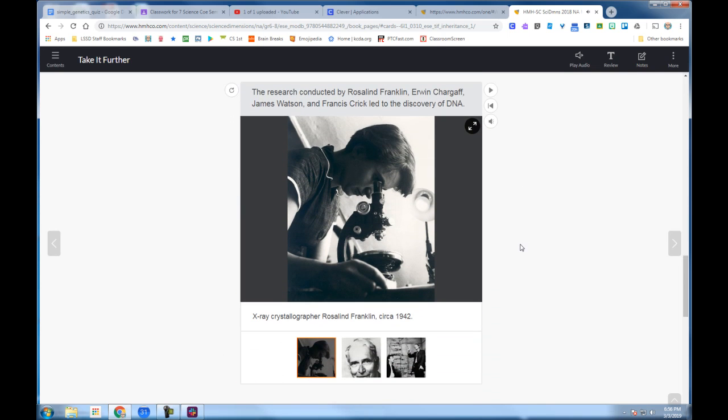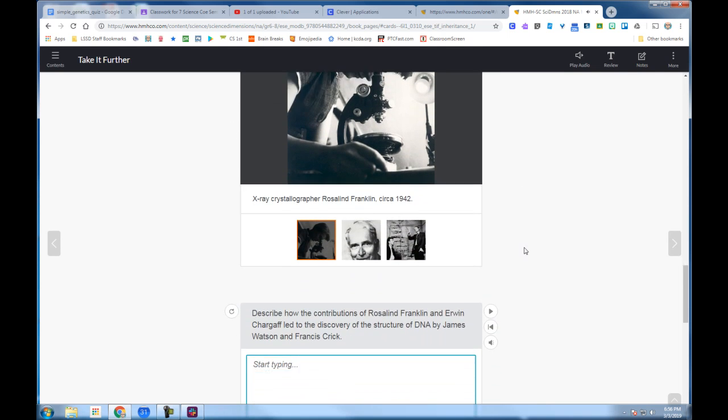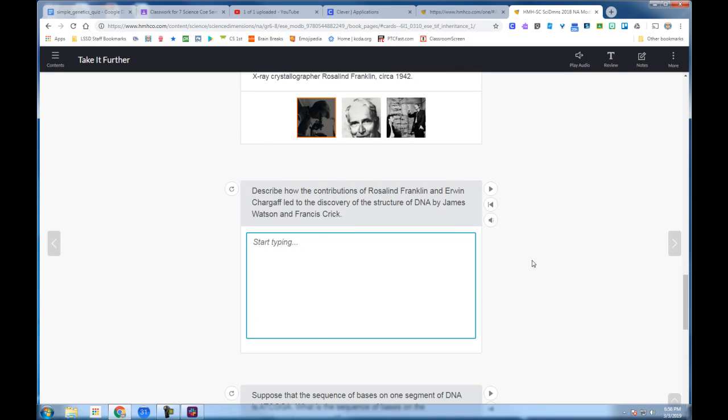So we move on to Rosalind Franklin, X-ray crystallographer. Describe how the contributions of Rosalind Franklin and Erwin Chargaff led to the discovery of the structure of DNA by James Watson and Francis Crick. And here's what the answer key has for you. Answer should include how Rosalind Franklin used X-ray diffraction to show that the DNA molecule had a spiral shape. Erwin Chargaff discovered that pairs of bases appeared in ratios of 1 to 1. In other words, A is equal to T and C is equal to G.